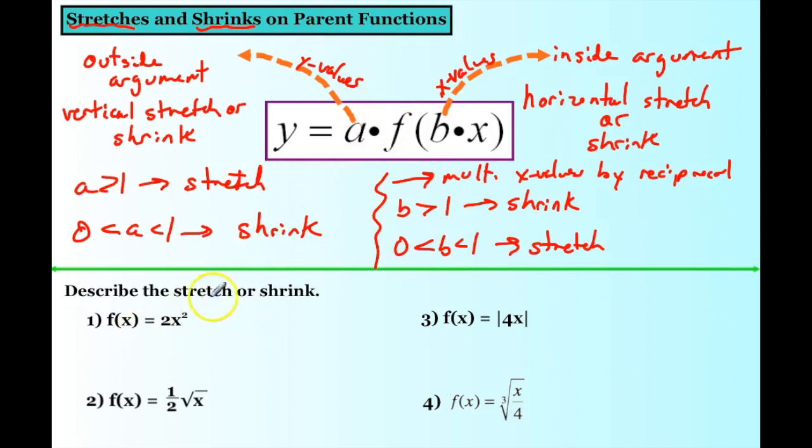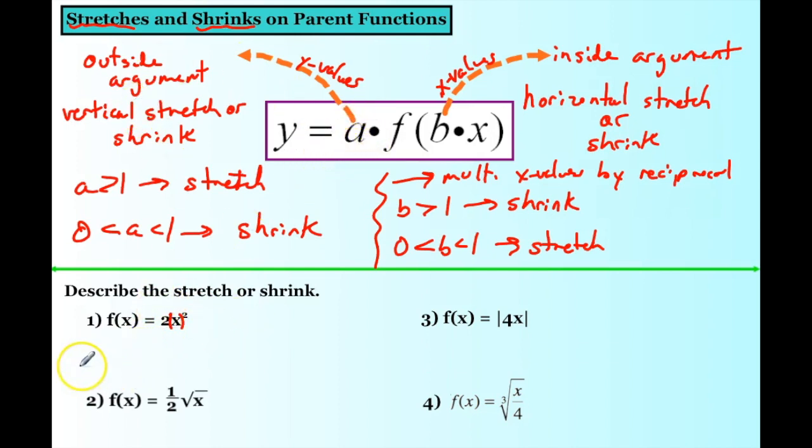So let's look at each one and describe the stretch or shrink that's going on. So number 1, I see the squaring function. And remember we talked about with translations, the argument for a squaring function would be when it's inside the square. That 2 is not inside the square. So therefore it would not be in the argument. That 2 is considered outside the argument. Outside the argument, it's like an a value, so it's vertical.